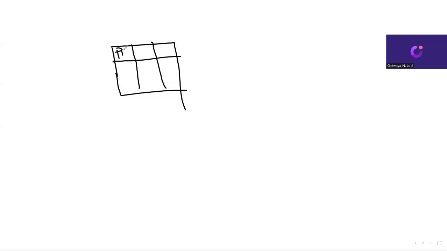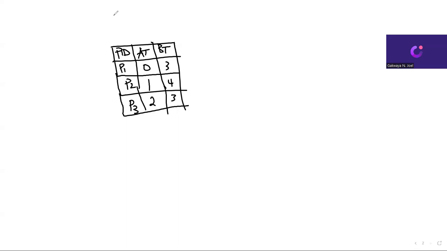This is process ID. This is arrival time. This is burst time. Let's say process ID P1, P2, P3. And they arrive at 0, 1, 2. And the burst time which we have here, we have 3, 4. And let's say this one also has 3, the burst time.